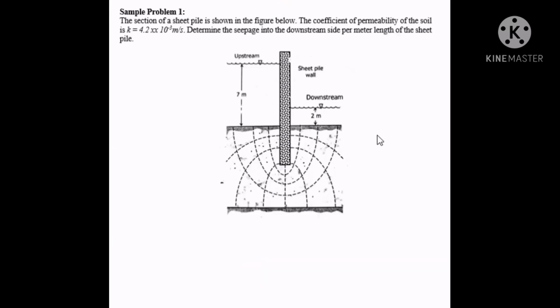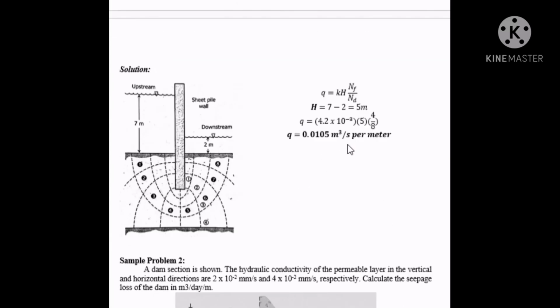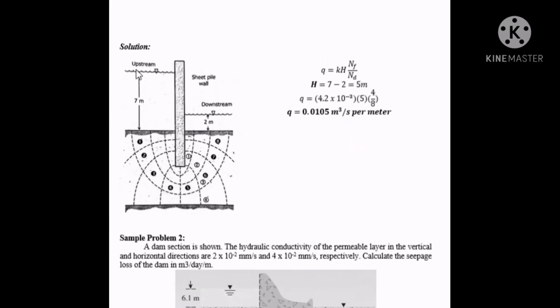In order for us to understand more of the topic, let us first solve this problem. The section of a sheet pile is shown in the figure below. The coefficient of permeability of the soil is 4.2 times 10 raised to negative 3 meters per second. We are to determine the seepage into the downstream side per meter length of the sheet pile. If you look at this one, this is an example of a flow net, a sheet pile here, and the upstream and downstream level. So if we compute it, this is the solution.